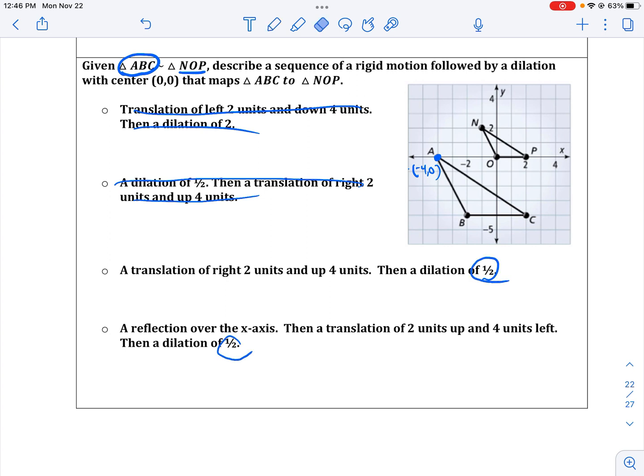So let's try this third one. So a translation of right 2 units and up 4, that puts me right here at the point -2, +4. Then a dilation of 1/2. So if I take half of both of those, I get -1, 2, which puts me right on point N, and A maps to N, so that's how we can tell that this is the correct transformation and not this last one.